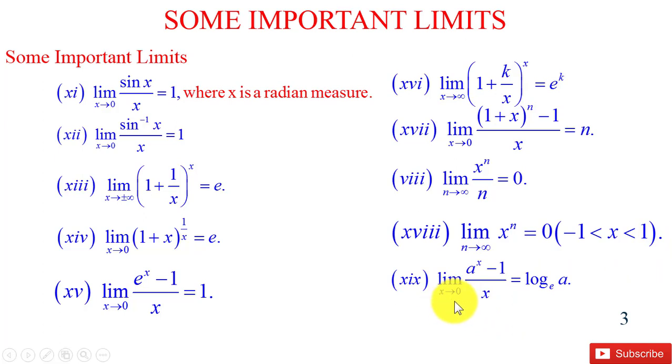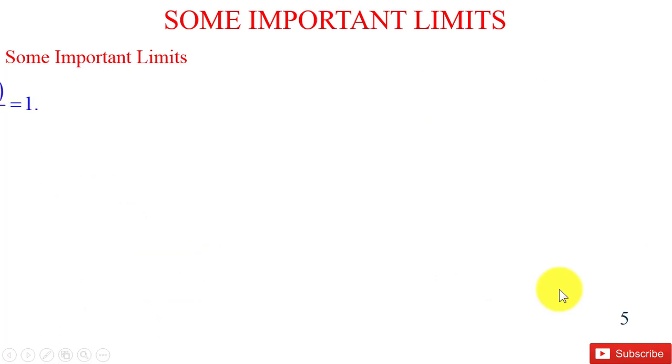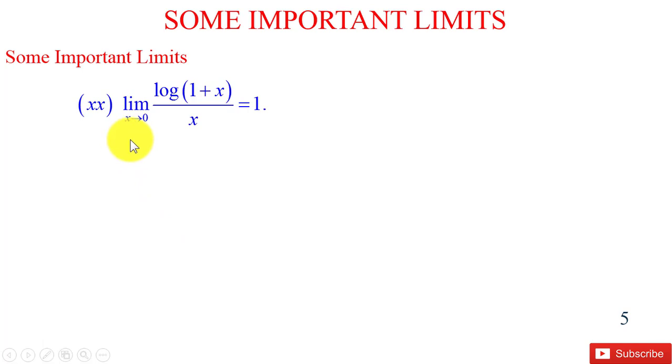The limit as x tends to 0 of (a raised to the power x minus 1) by x is equal to the logarithm of a base e. The limit as x tends to 0 of log of (1 plus x) by x is equal to 1. The limit as x tends to a of (x raised to the power n minus a raised to the power n) by (x minus a) is equal to n into a raised to the power n minus 1.